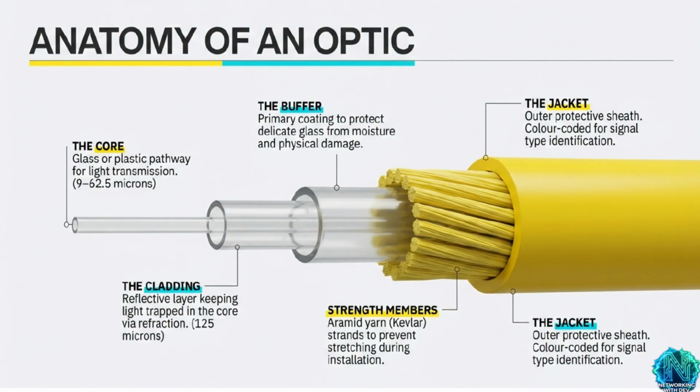Because glass is fragile, we add multiple layers of protection. The buffer is the primary coating that guards against moisture and physical nicks. Then, we have the strength members, made of aramid yarn, better known as Kevlar, to prevent the cable from stretching or snapping during installation. Finally, everything is encased in the jacket, an outer protective sheath that is often color-coded so technicians can identify the signal type at a glance. It is this combination of fragile glass and rugged shielding that allows fiber to be both incredibly fast and remarkably durable.